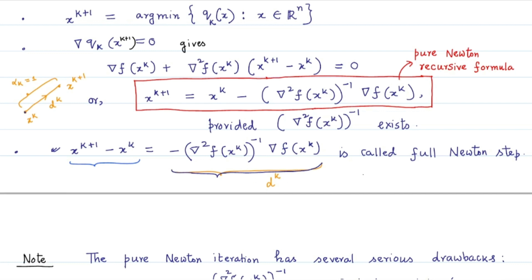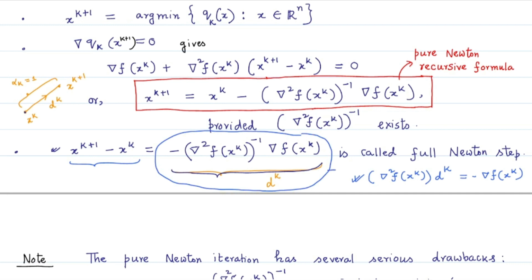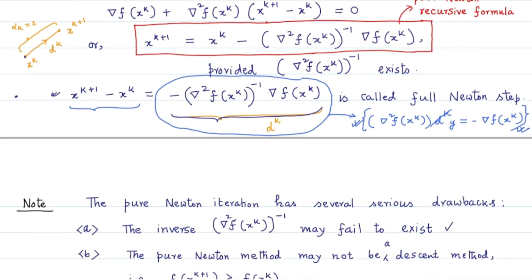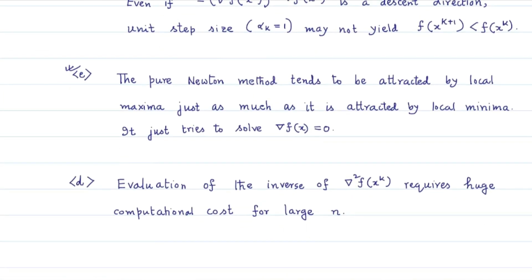Now to find dk, we go for solving this system of linear equations. You notice that this entire expression is equivalently obtained by solving this system for y: the Hessian at xk times y is equal to negative of the gradient of f at xk. So you find a solution y for this system, and that y is nothing but dk. You go with this y to find xk plus 1 given by xk plus y. Now to solve this system, we seek the help of the Cholesky factorization, and the Cholesky factorization for this system is computed as follows.